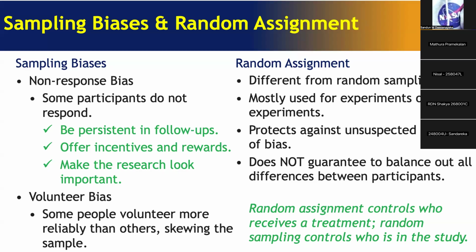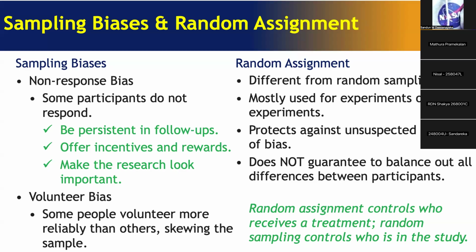So incentives and rewards. In some cases, in foreign countries, you have these incentives and rewards specifically in the research methodology as well. Like the grant itself will allow you to give some incentives and rewards to the participants. And then also, you have to make sure that your research is important, and you have to make it important per se. So volunteer bias is there.